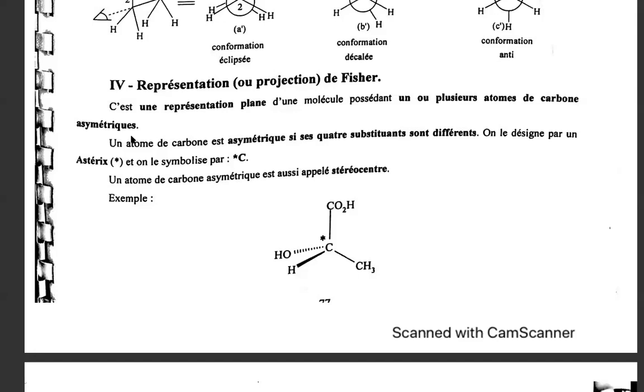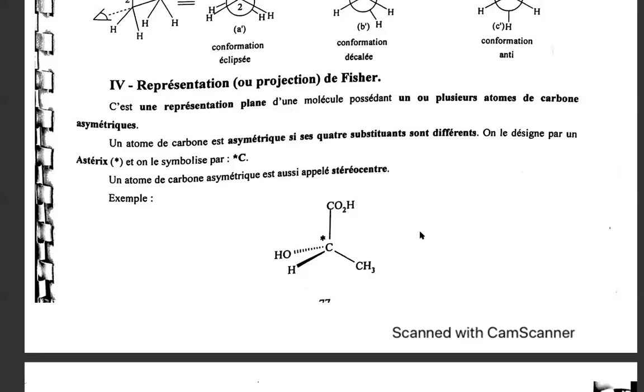So now here is the Fischer representation. The Fischer representation is just a plain representation. Now the question is, what is on arrière remains on arrière? What is on avant remains on avant? What is on plane remains on plane?